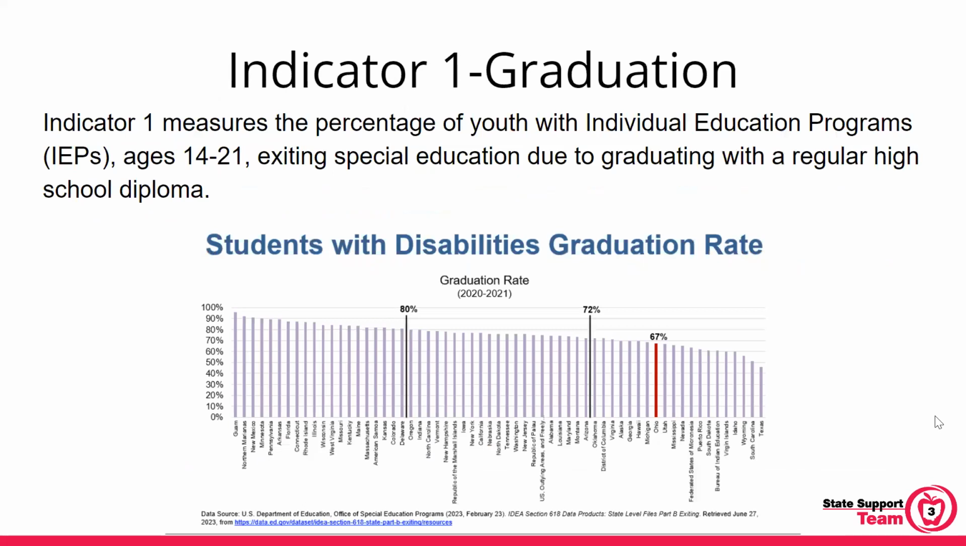So why is Ohio focusing on graduation and dropout through our State Systemic Improvement Plan? This slide that you're looking at now is from the 2021 data. You can see that red line over to the right. This is where Ohio is in comparison to other states and territories. And so you can see that we are at the bottom, at 67% of our students with disabilities graduating with a regular high school diploma. And so that's why our focus is on graduation and dropout.